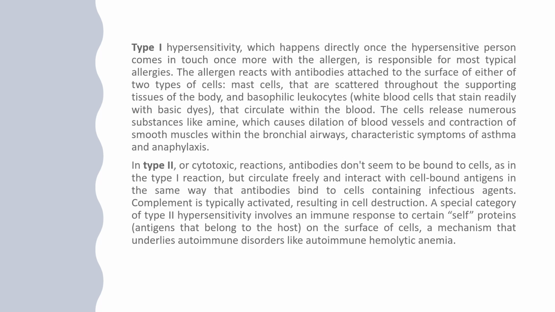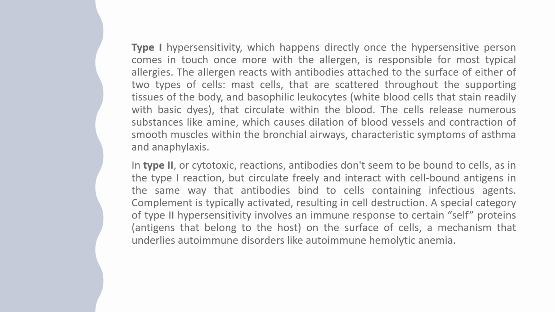Type 1 hypersensitivity, which happens directly once the hypersensitive person comes in touch once more with the allergen, is responsible for most typical allergies. The allergen reacts with antibodies attached to the surface of either of the 2 types of cells, mast cells that are scattered throughout the supporting tissues of the body, and basophilic leukocytes, which are the white blood cells that stain readily with basic dyes that circulate within the blood. The cells release numerous substances like amine, which causes dilation of blood vessels and contraction of smooth muscles within the bronchial airways, characteristic symptoms of asthma and anaphylaxis.